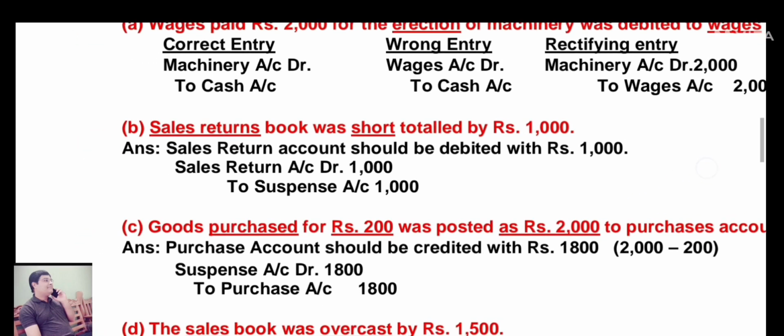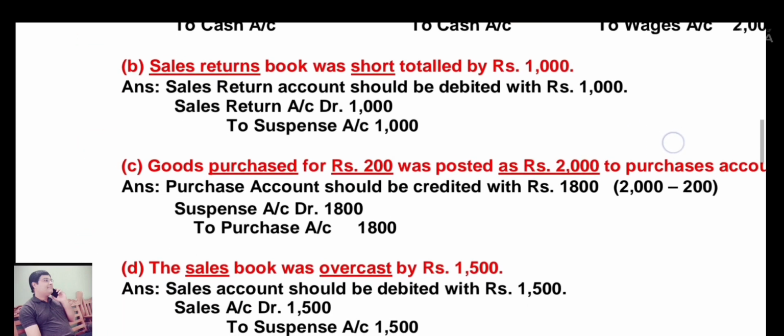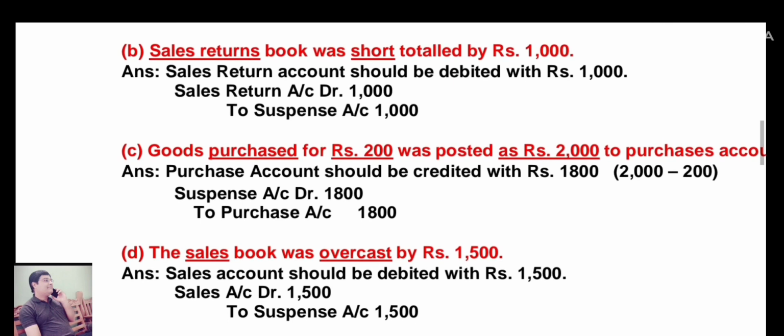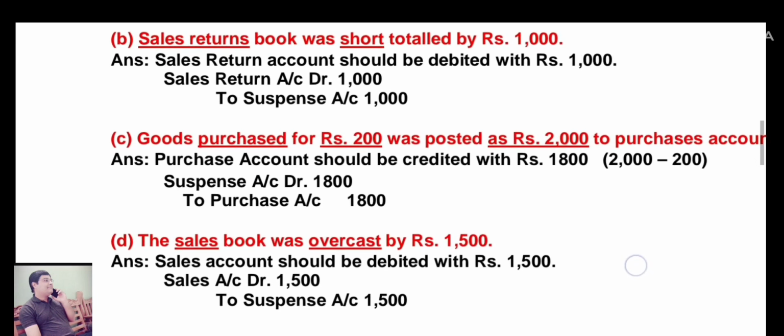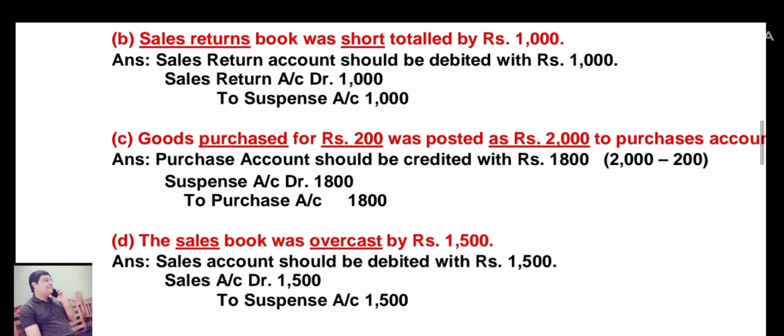Sales return book was short total by rupees 1000. Short means undercast. Undercast means we write the original entry. What is the original entry? Sales return account should be debited with rupees 1000. That's why I underlined short and sales return, so that you can easily identify the question and do the answer easily. So sales return account should be debited with rupees 1000. Sales return account debit to suspense account 1000.